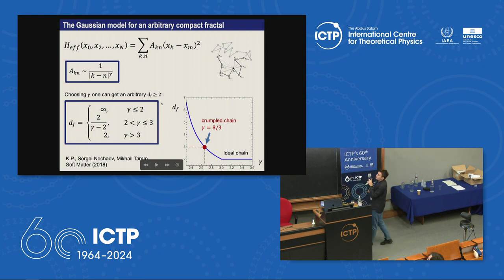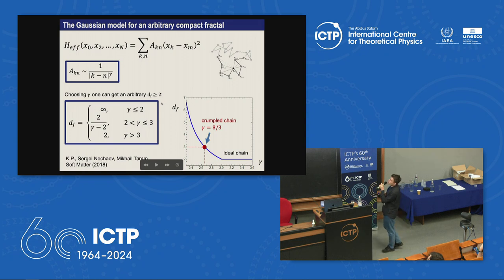To solve this, 6 years ago, together with Sergei Nechaev and Mikhail Tamm, we proposed an effective Hamiltonian to reproduce the fractal statistics of topologically stabilized polymer chains, such as the crumpled globule.